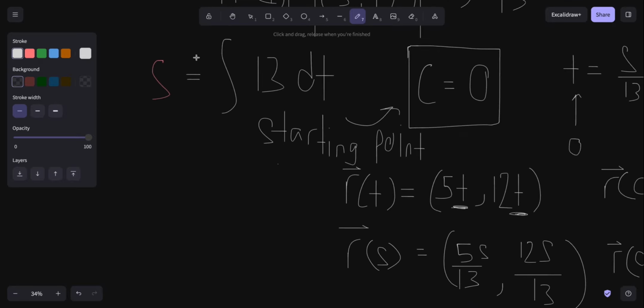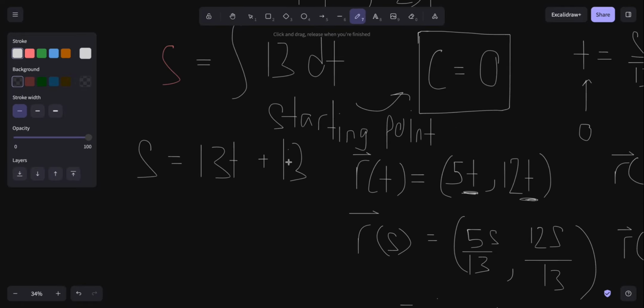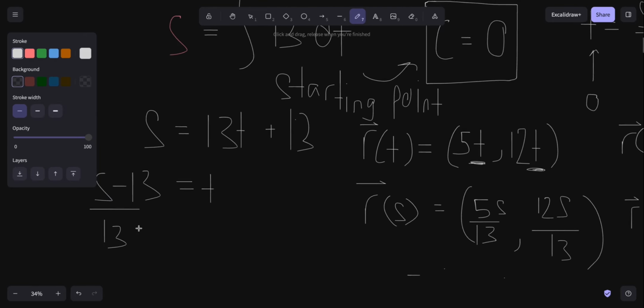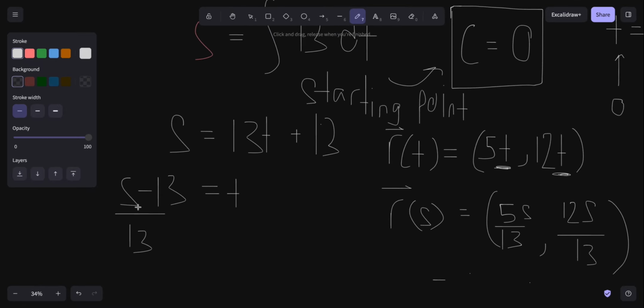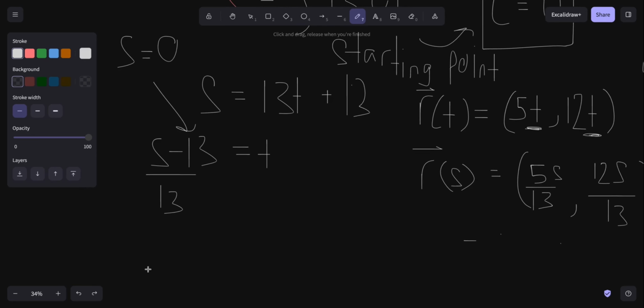Let's say the integral of 13 dt was equal to 13t plus, let's say, 13. Then I subtract 13 from both sides, so I get s minus 13 is equal to 13t, and then I'll divide both sides by 13, right? And then notice how when I plug in 0 for s, this is going to take on the same value as when t is equal to -1.